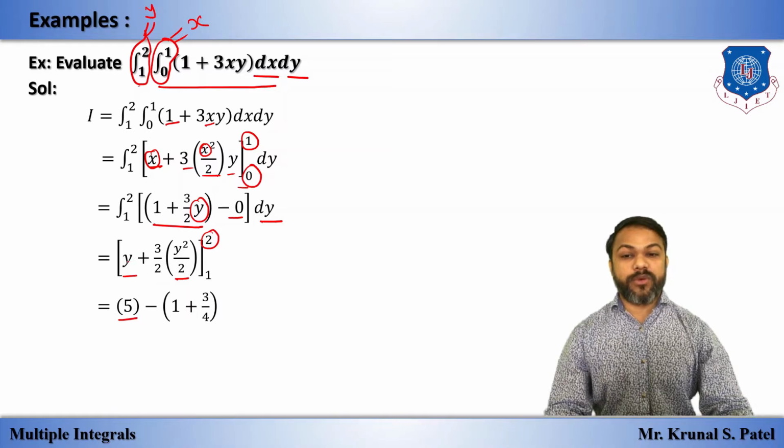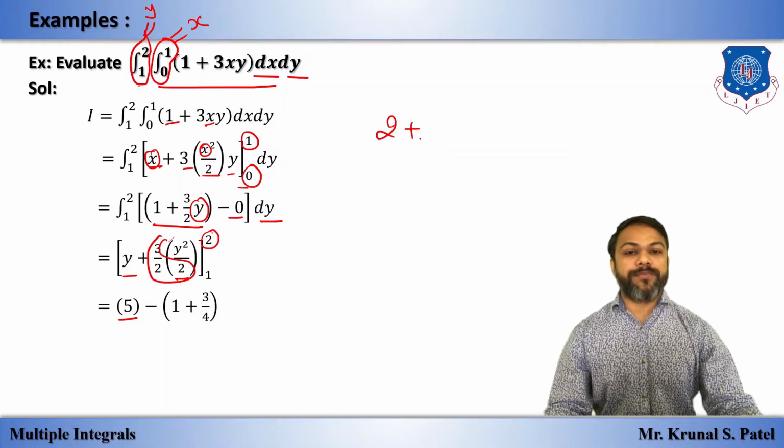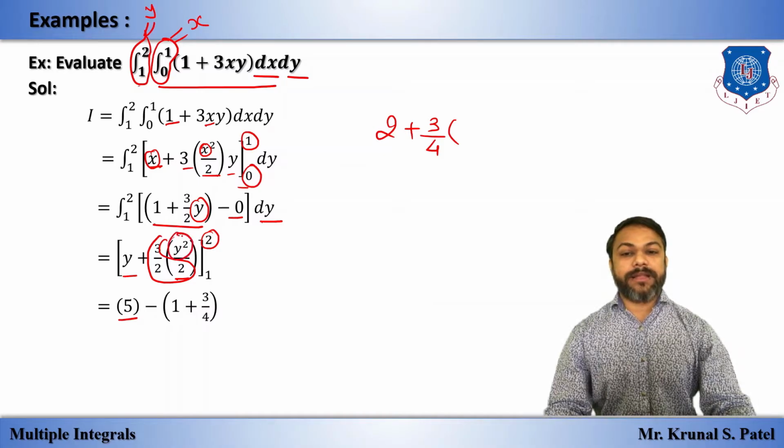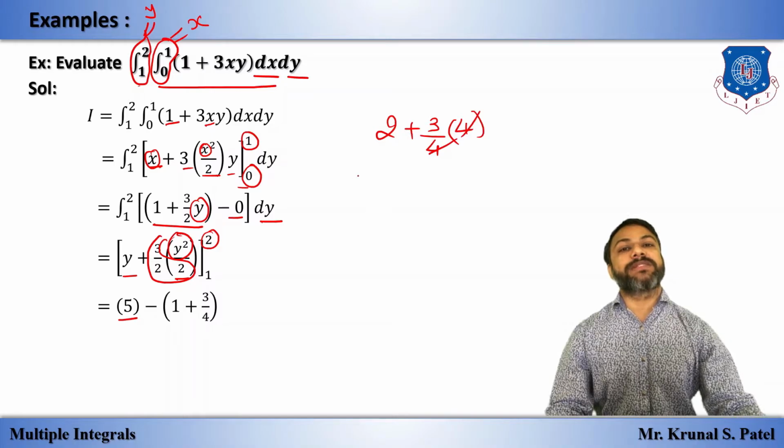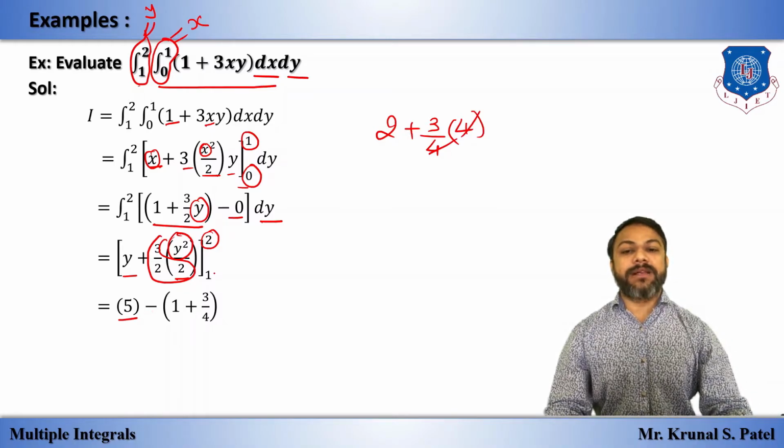So if we put here 2, we have 2 plus this 3 by 4 into y square. That means 2 square is 4, so 4 cancels, and 2 plus 3 is 5. Minus the lower limit 1: 1 plus 1 square is 1.